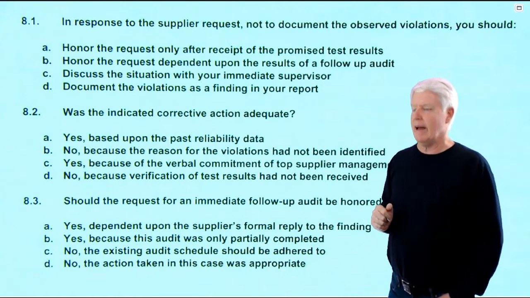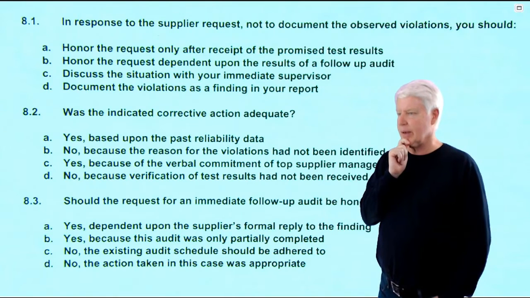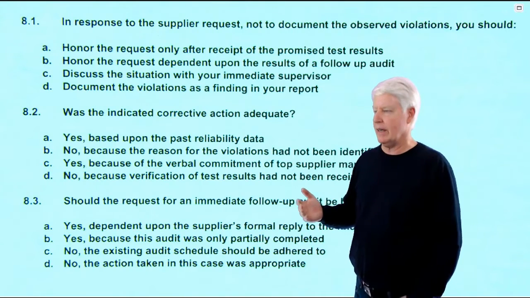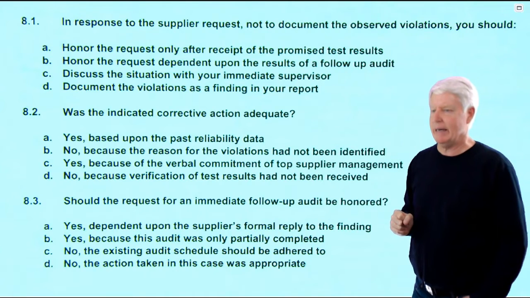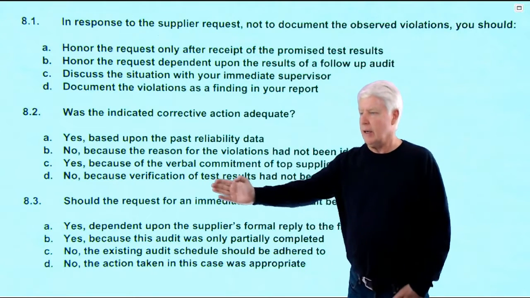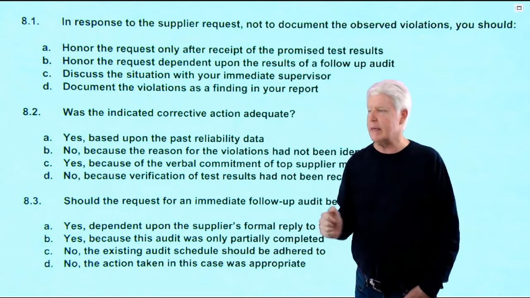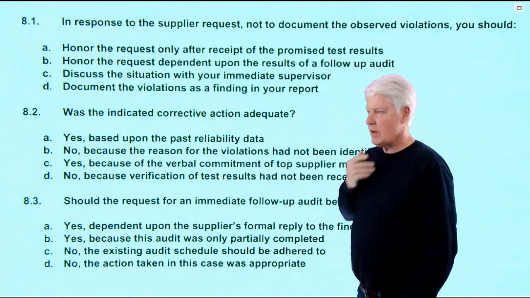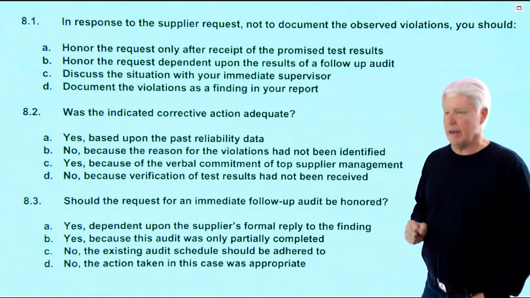Was the indicated corrective action adequate? Yes, based on past reliability data. I don't know that we have enough information to know if it's adequate. I really don't think so. So it's going to be one of the no's. No, because the reason for the violation had not been identified. That's true. I think that's correct. No, because verification of test results have not been received. I believe B is the better answer to this one because it's more general between B and D. So B, 8.2, is it B? Yes, it is.